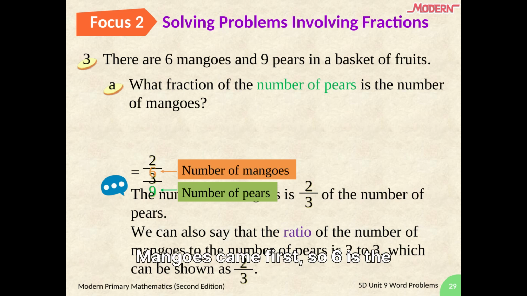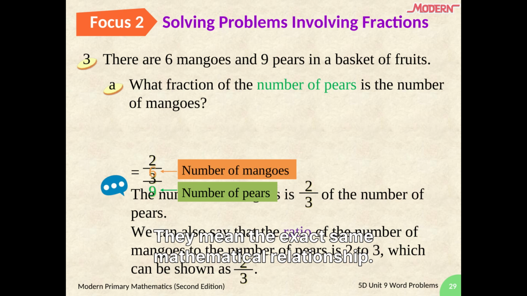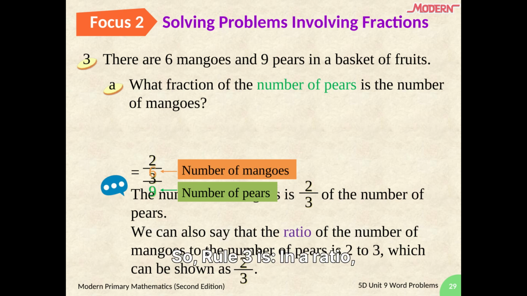Mangoes came first, so 6 is the numerator. Pears came second, so 9 is the denominator. 6/9 simplifies to 2/3. We write it as the fraction 2/3, or say the ratio is 2:3. They mean the exact same mathematical relationship. So, rule 3 is: in a ratio, the first item is the numerator, the second item is the denominator. Read the question carefully to get the order right.